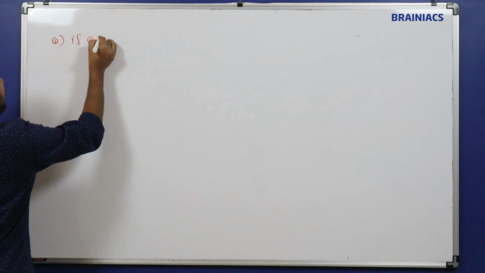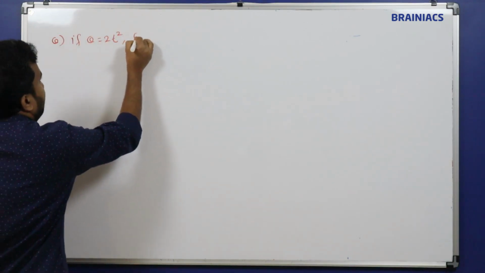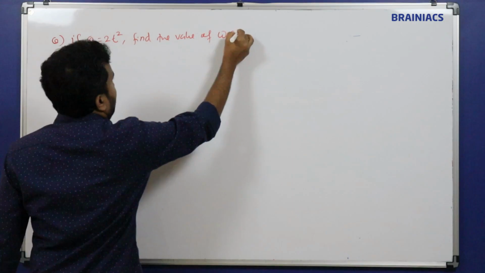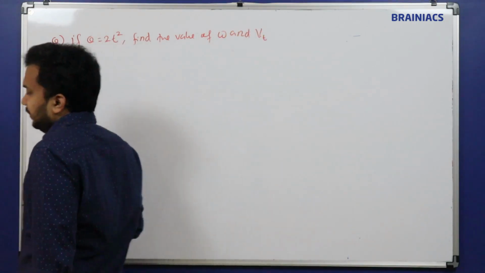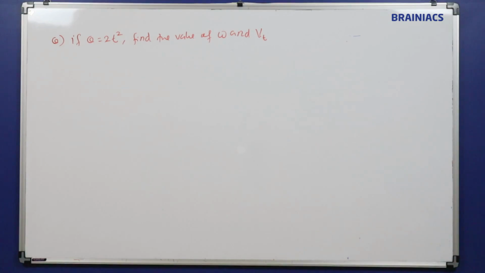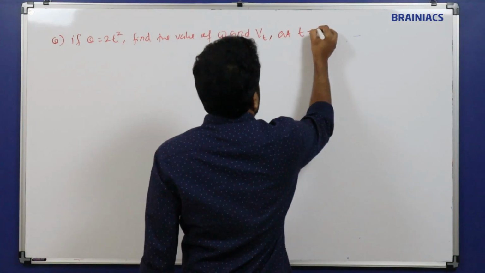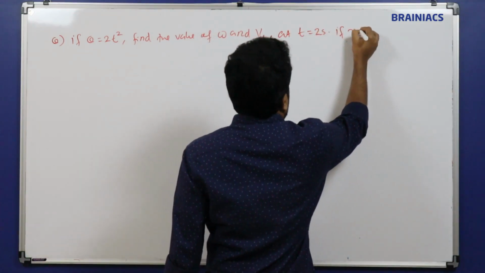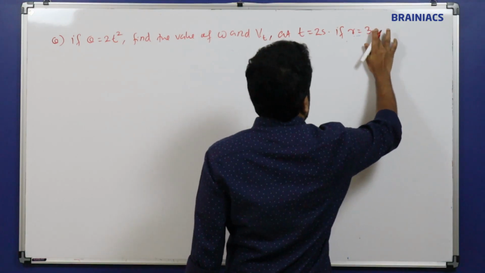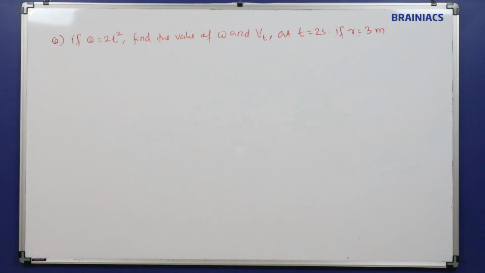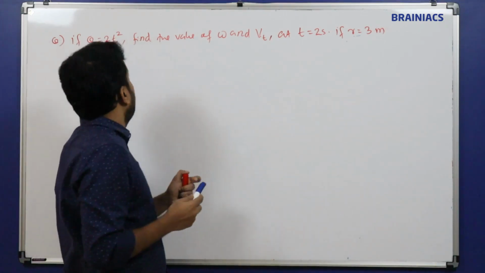If theta is equal to 2t square, find the value of omega and vt, or in the question they will simply say omega and v. At t is equal to 2 seconds, if r is equal to 3 meters, we want to find the value of omega and vt.